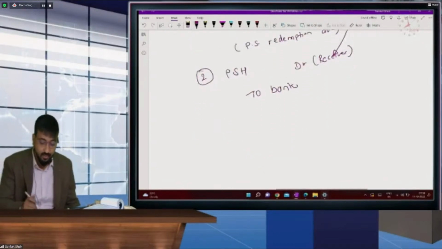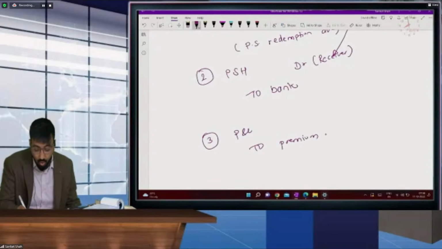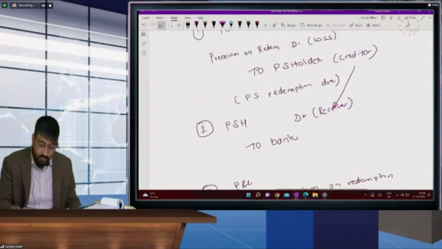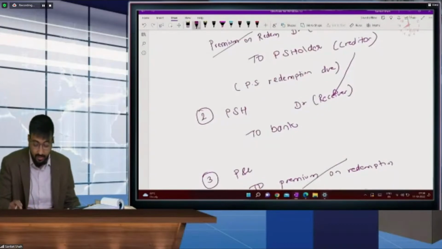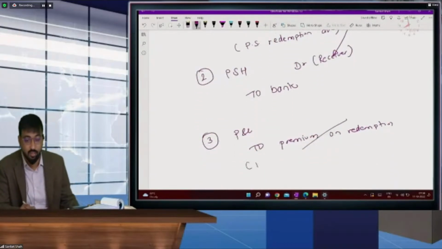Third entry. P&L account debit to premium on redemption. So beta, transfer entry. Now your P&L balance is reduced. Transfer entry.